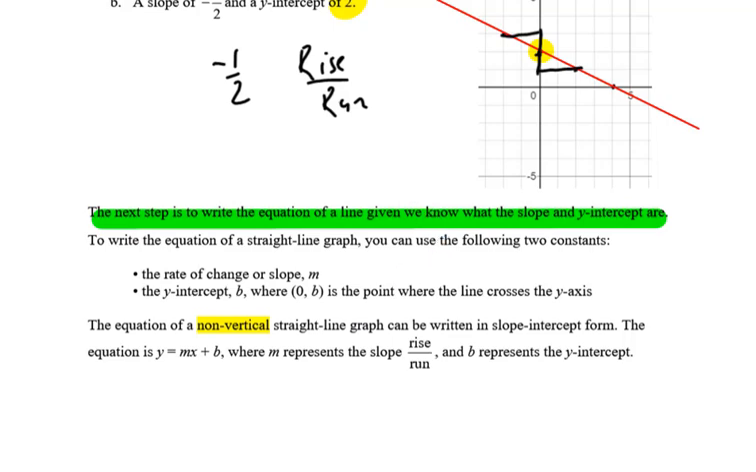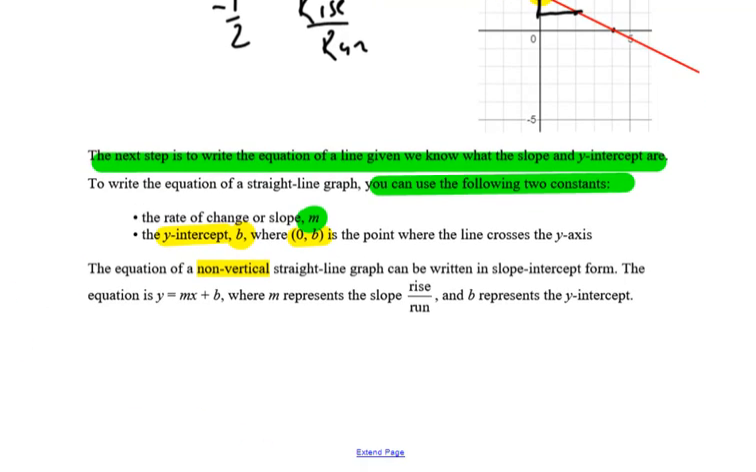To write the equation of a straight line, we can use the following two constants. We've got the letter m, which is the slope, and guess what? We're going to come up with this new constant, which is the y-intercept, and that is b. The point that it crosses through is (0, b).